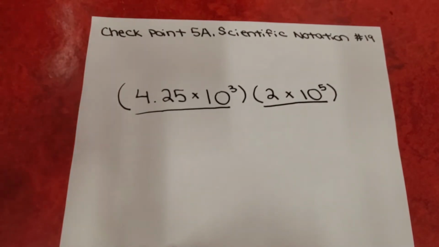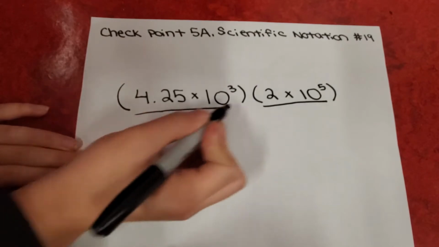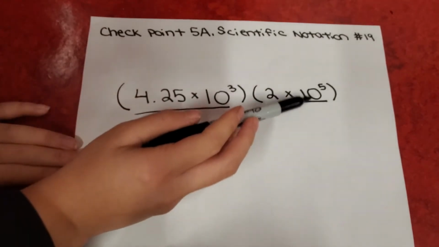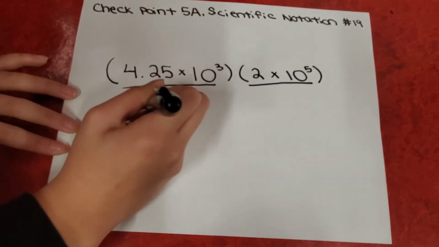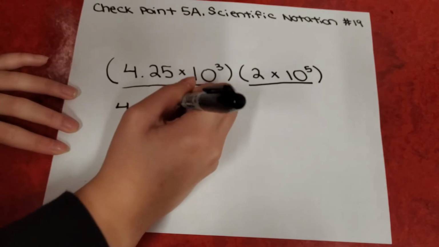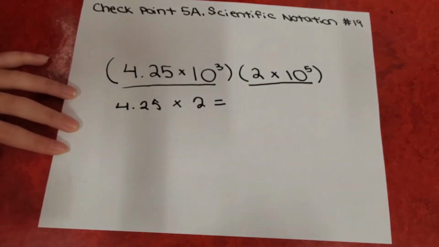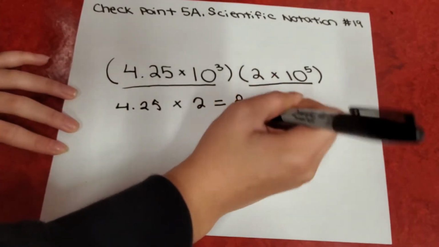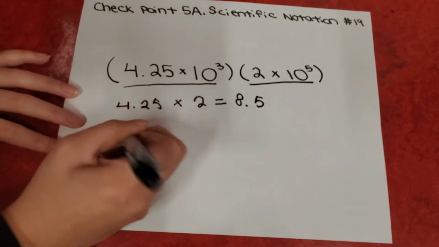How we're going to do this is that we have to multiply the coefficients, 4.25 by 2, and the base and their exponents, 10 to the power of 3 and 10 to the power of 5. So 4.25 times 2 would equal 8.5. And then you would have to multiply the exponents.